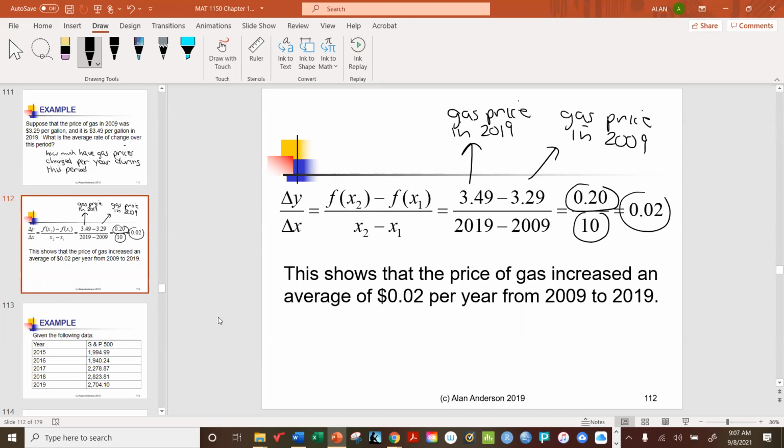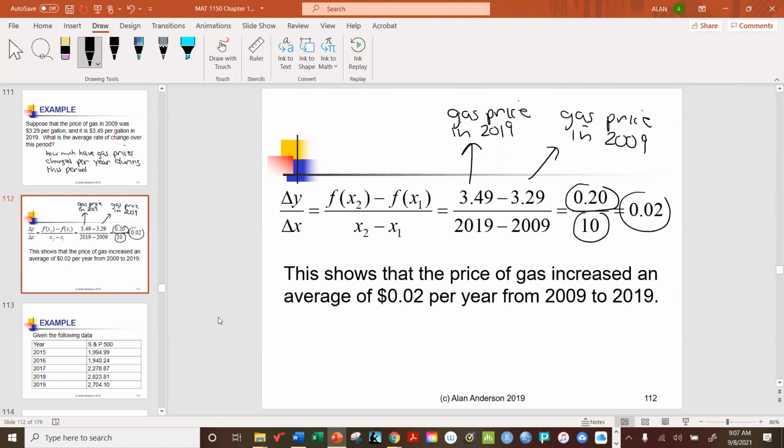Now, that doesn't mean it went up 2 cents every single year. There could have been years where it went up and years where it went down, but on average, it's been going up 2 cents per year. And for some applications, this is accurate enough. Now, if it's not, we can do something different. But if the interval is not too long, this should be a very good approximation to how much the change is actually taking place.